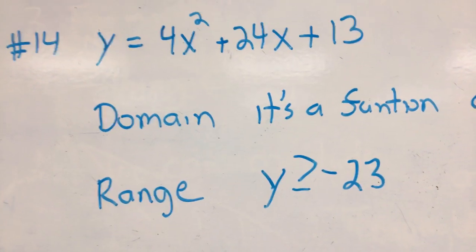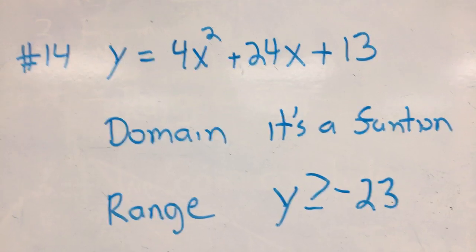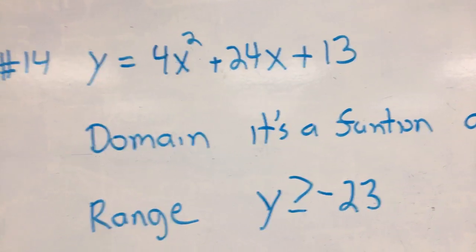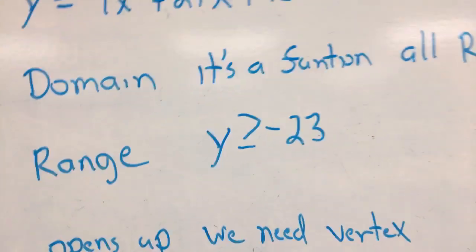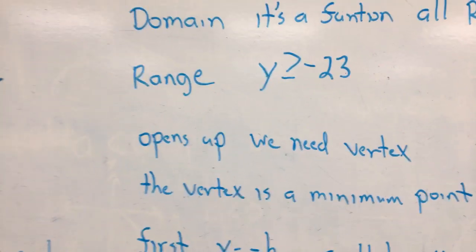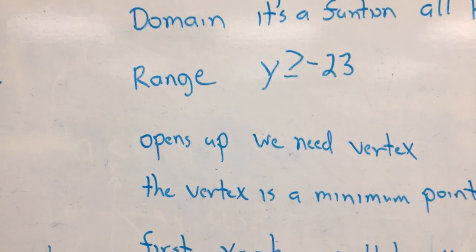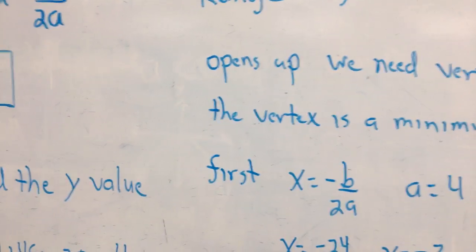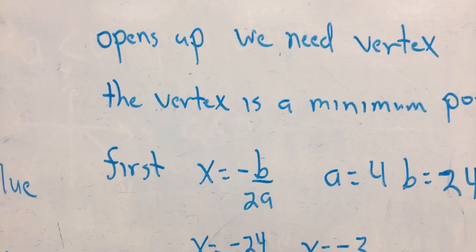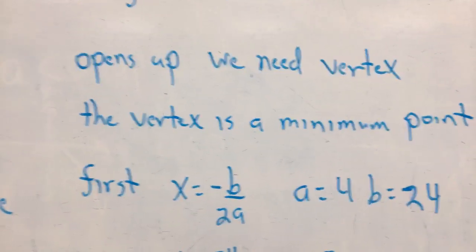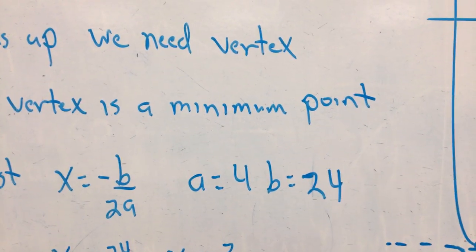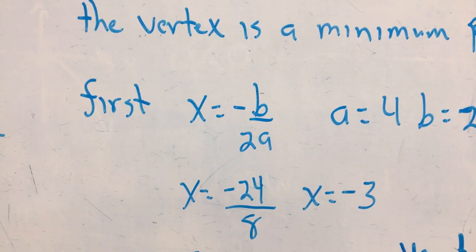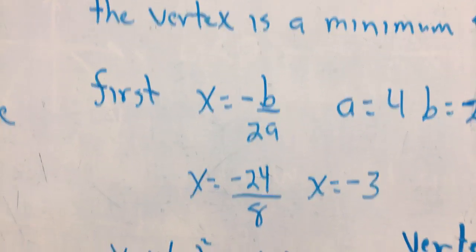So, I need to find the vertex. That's what it comes down to. You've got to find a vertex, okay? So, to do that, once again, this thing opens up. We need the vertex. The vertex is a minimum point. Remember, if the parabola opens up, the vertex is a minimum. So first, x is equal to negative b over 2a. A is equal to 4, b is equal to 24, plug that in, and I get x is equal to negative 3.